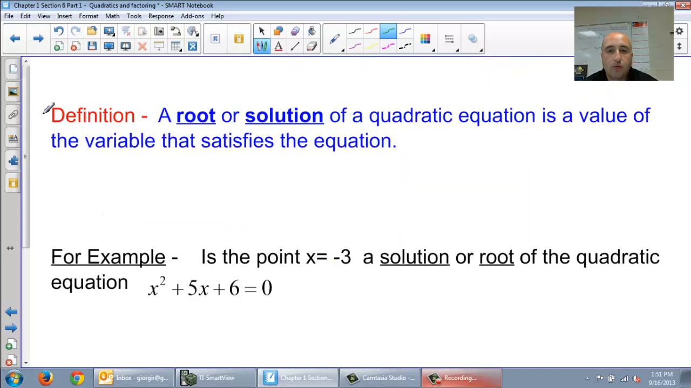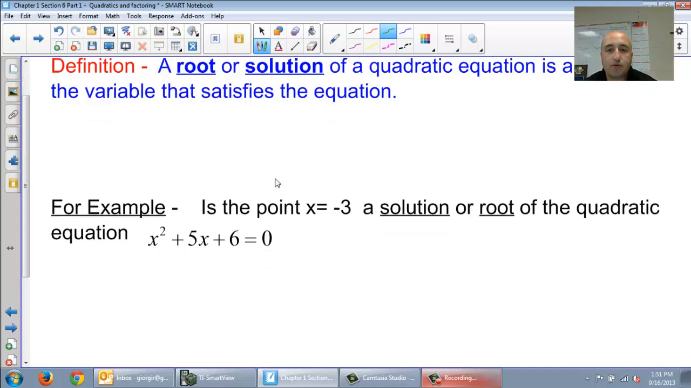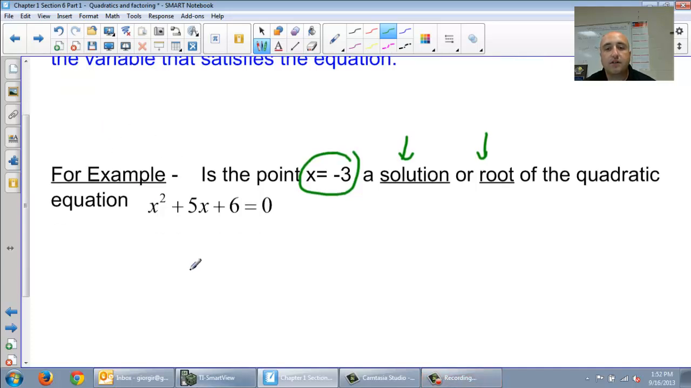All right, so we have 2 words that are very important. We have this word root, and we have the word solution, and they mean the exact same thing. A root or a solution of a quadratic equation is a value of the variable that satisfies the equation. You're probably thinking, what in the heck does that mean? So, for example, the question is: is the point x equals negative 3 a solution or a root, remember, those are the same thing, of the quadratic equation x squared plus 5x plus 6 equals 0?